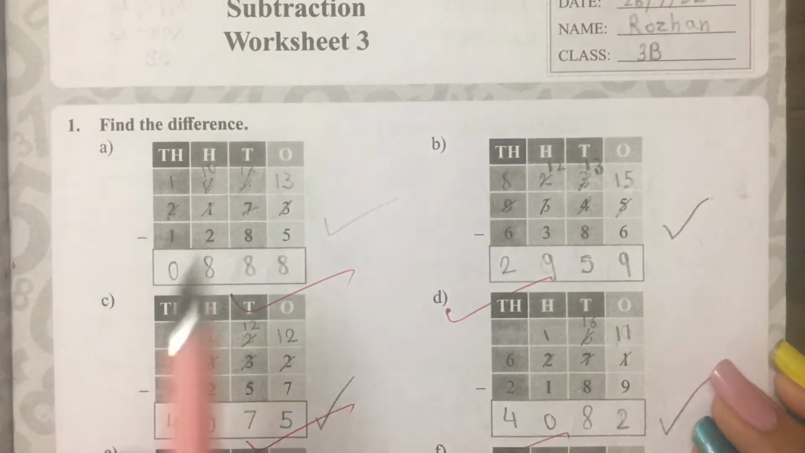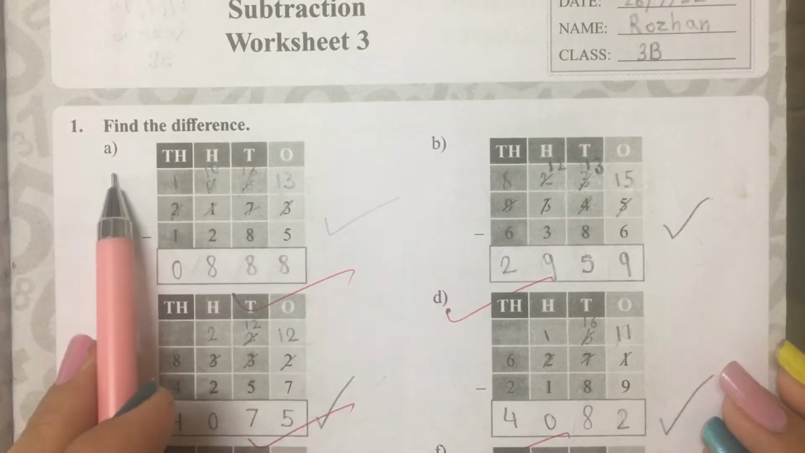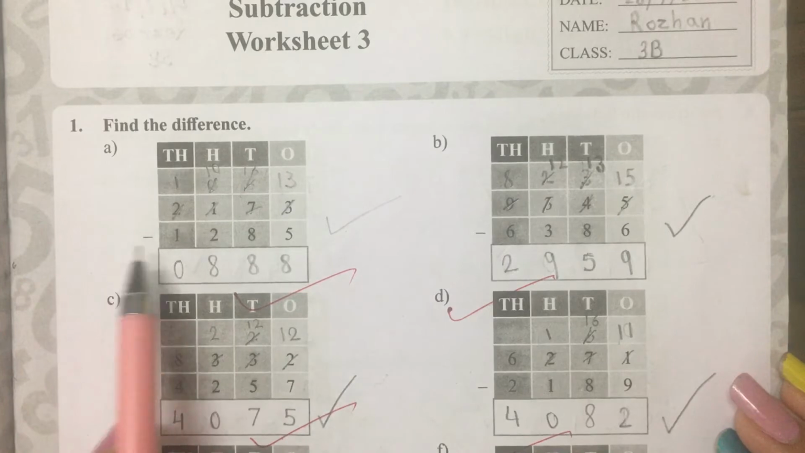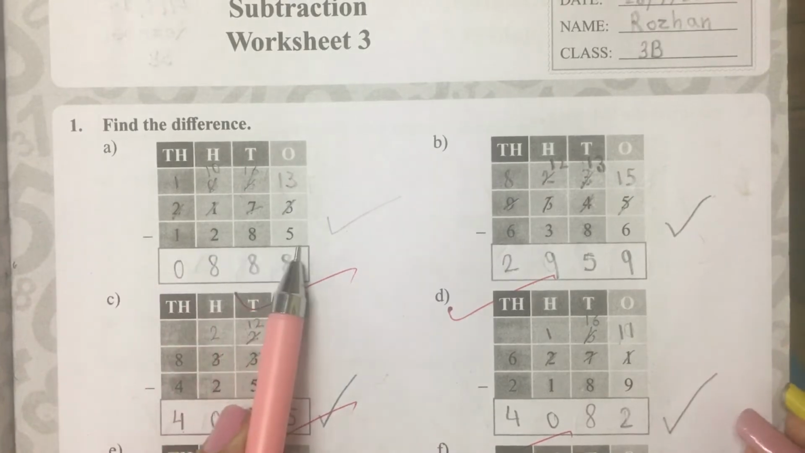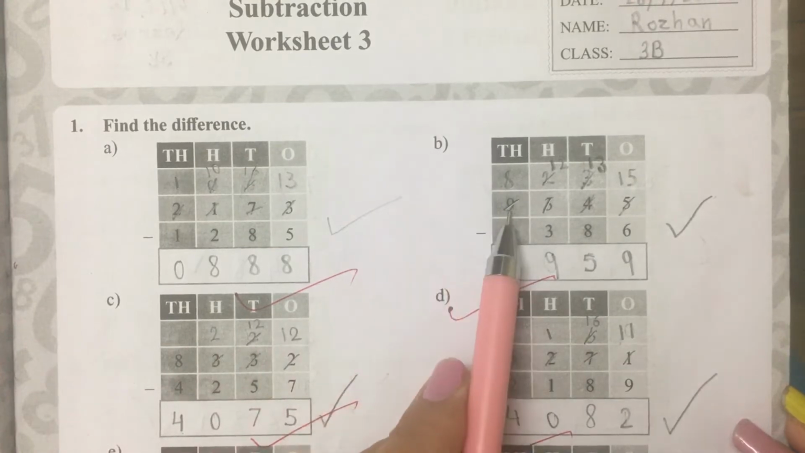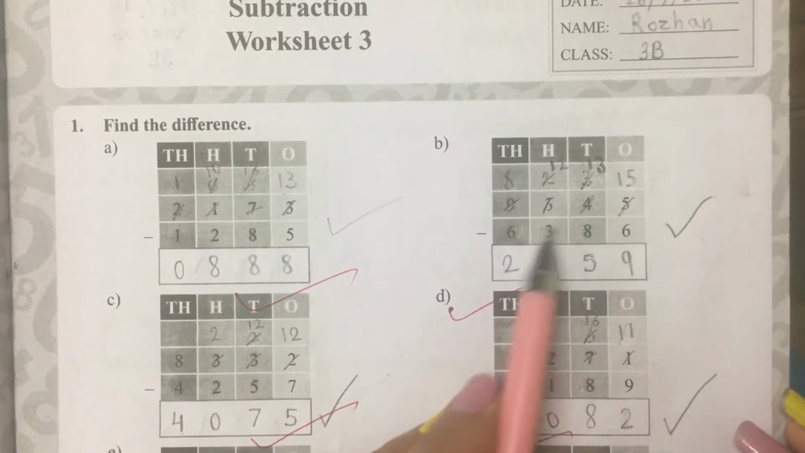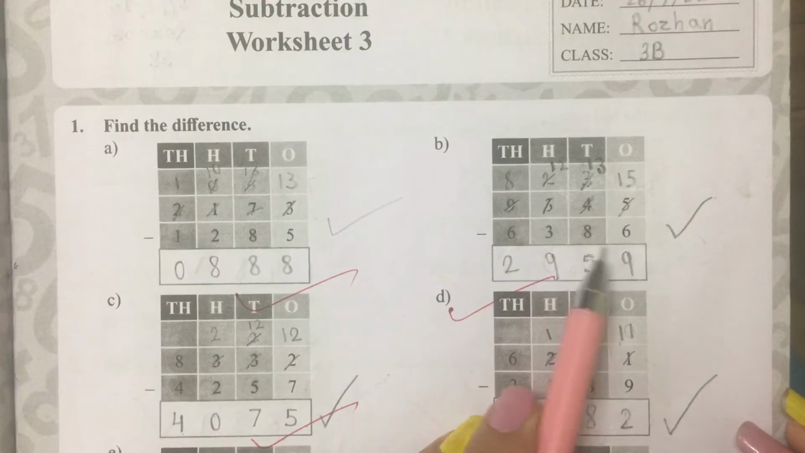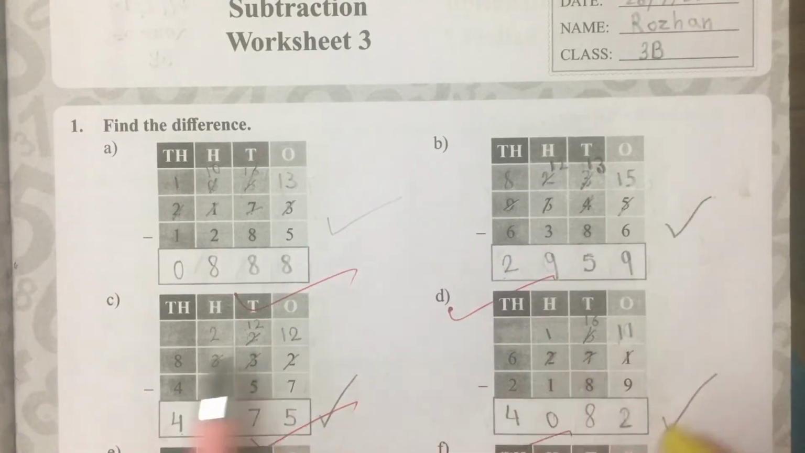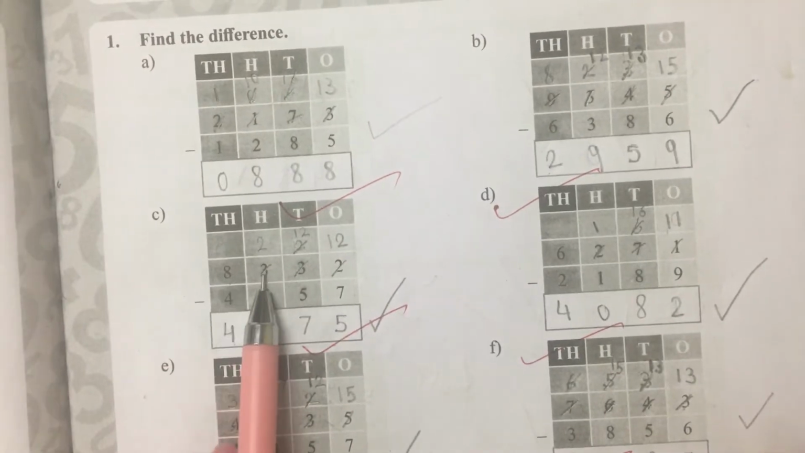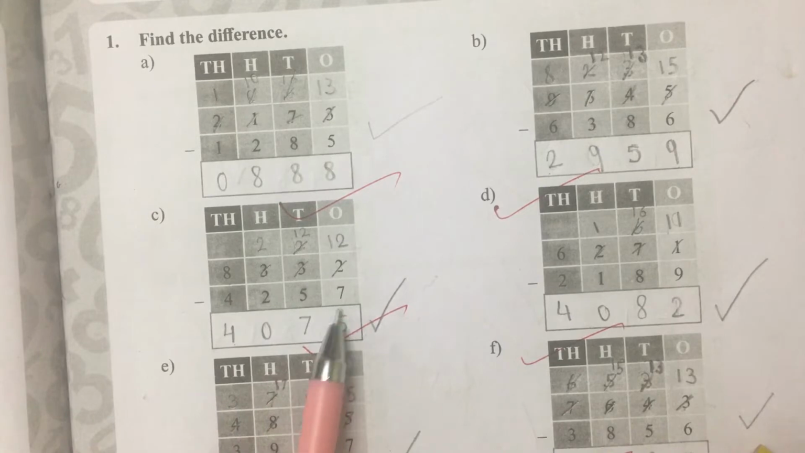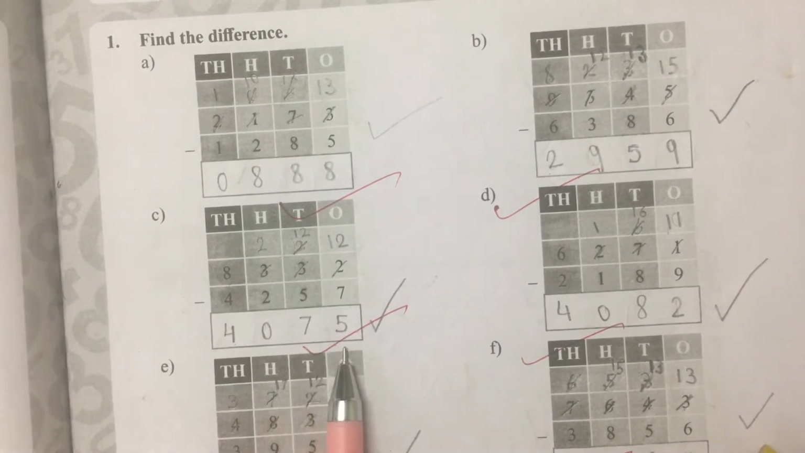Worksheet number 3. Find the difference. A. 2,173 minus 1,285 equal to 888. B. 9,345 minus 6,386 and the answer is equal to 2,959. C. 8,332 minus 4,257 the answer is 4,075.